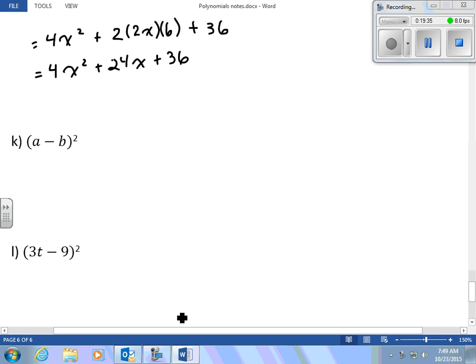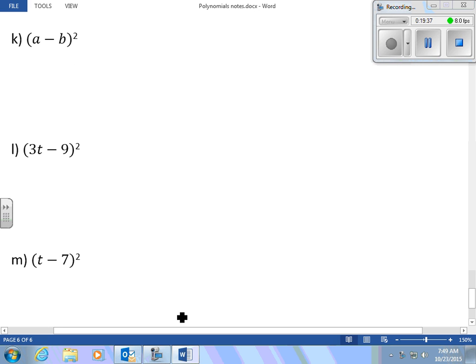And the third type of pattern to look for is squaring a binomial where you're subtracting. So keep in mind this is a minus b times a minus b. So let's take a look at what happens and how that's different from a plus b squared.